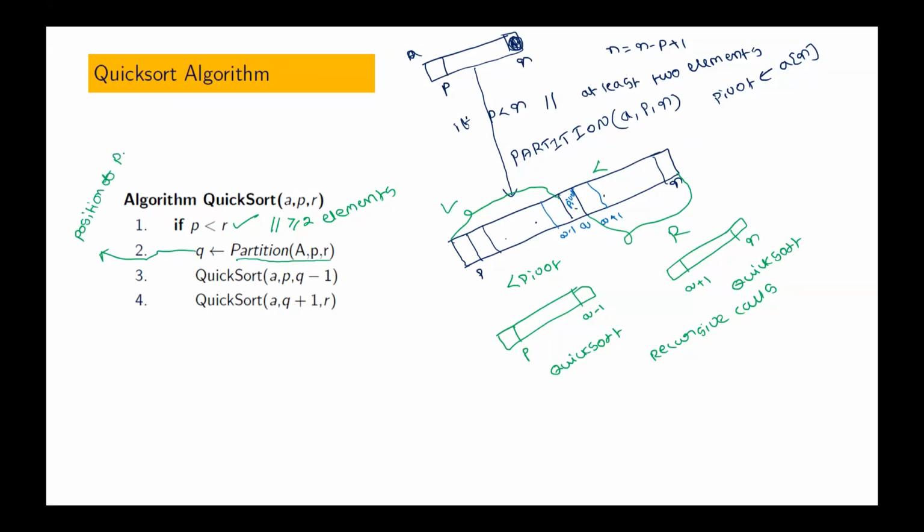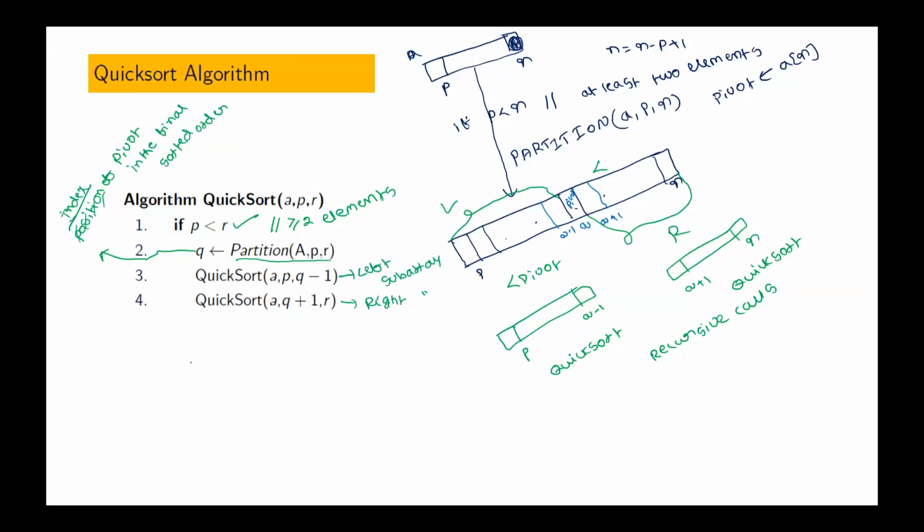Position of pivot in the final sorted order. Or rather, the index of the pivot element in the final sorted order. Is that okay? Now what is this? This is the left subarray. Is it clear? Left subarray. And this is the right subarray.